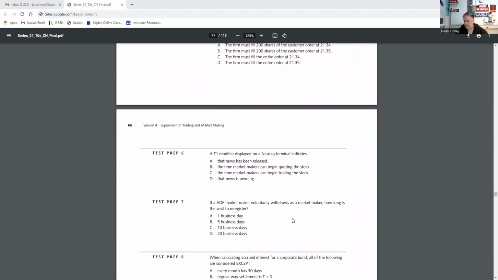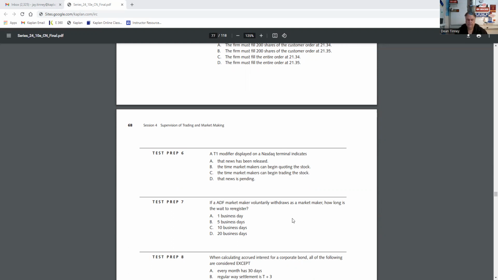T1. So we have T1, we have T2, and we have T3. T1 means that news is pending. That's what T1 means. T2 would be the news has been released, and then T3 is when we start entering the quotes again. So the answer to number 6 is D as in dog.